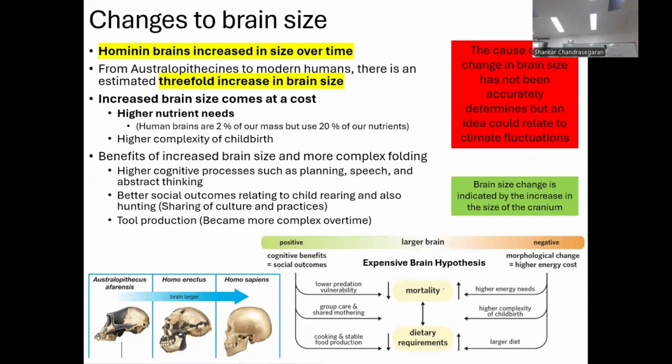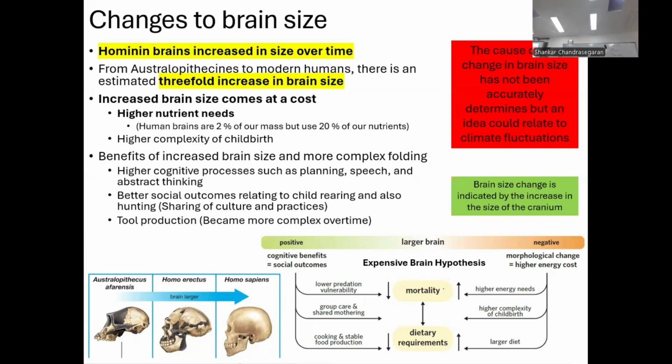First disadvantage obviously is that it comes at a nutritional cost. Our brains are very, very hungry. Basically, our human brains only take up 2% of our mass, but they take about 20% of our nutrients. So every day, 20% of whatever you eat is actually being used up by your brain itself, even though it only accounts for 2% of your mass.